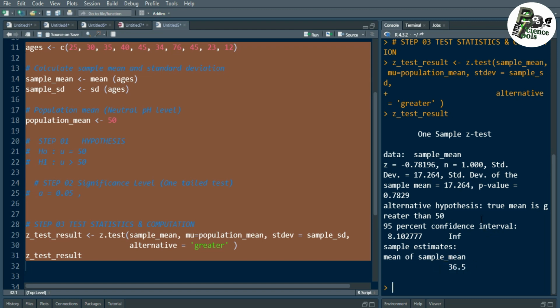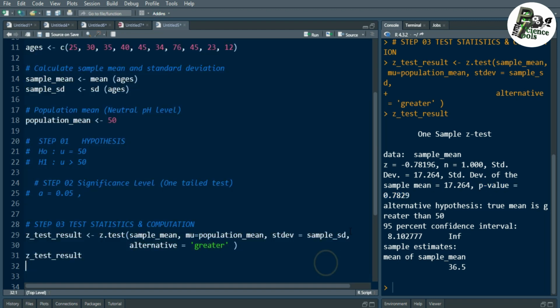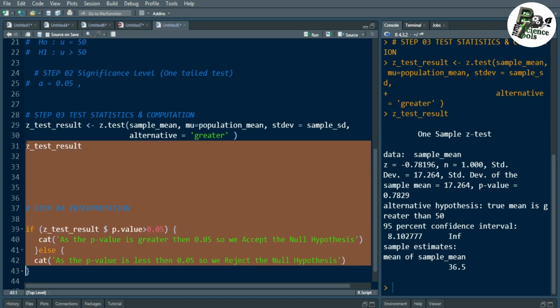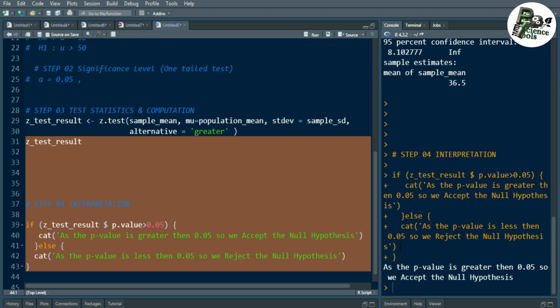We already discussed previously that our main concern is the p-value. If the p-value is greater than 0.05, the level of significance, then we will accept our null hypothesis; otherwise we will reject it. In order to interpret our data, we will use this code to interpret our result. Here you can see that as the p-value is greater than 0.05, we accept the null hypothesis. So this is all about the z-test for a one-tailed test.